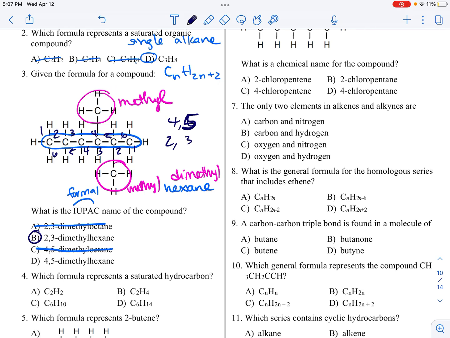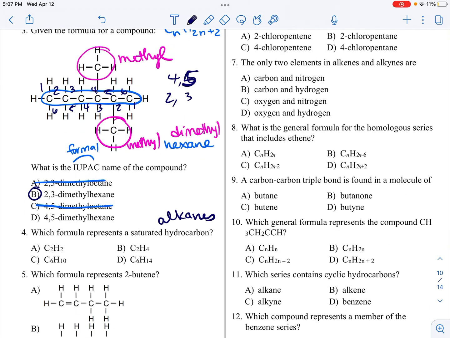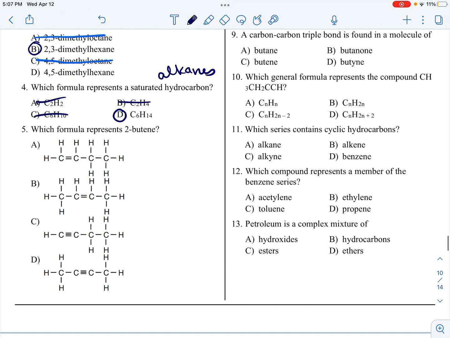Which is a saturated hydrocarbon? Again, we got alkanes, which is 2n plus 2 for the hydrogens. So not this one. That's just a double. 2n would be 12. That's minus 2. So choice D. Which formula represents 2-butene?